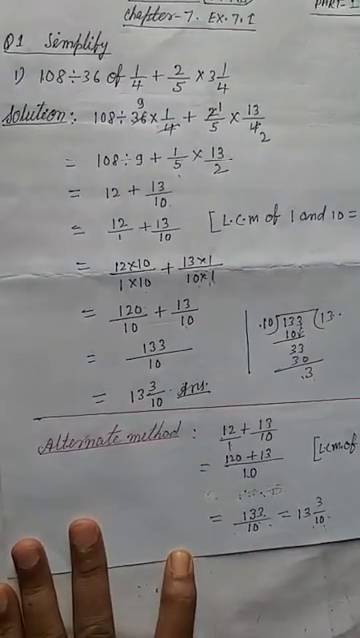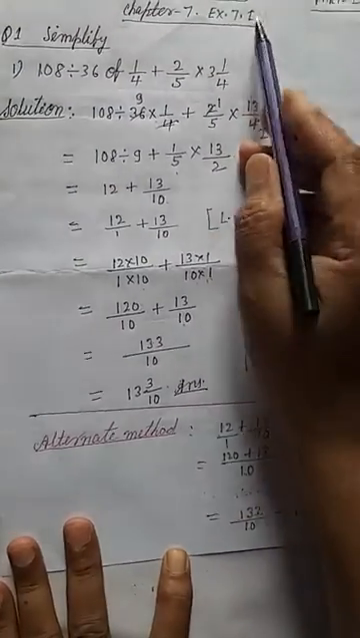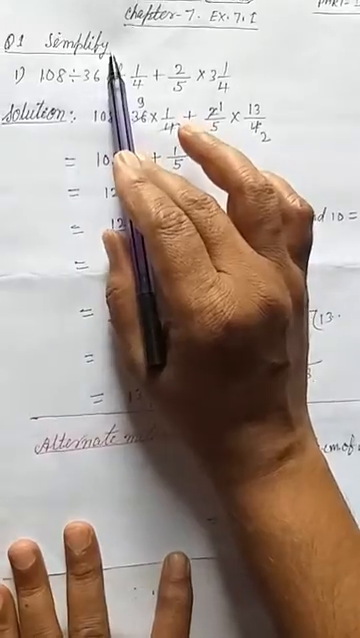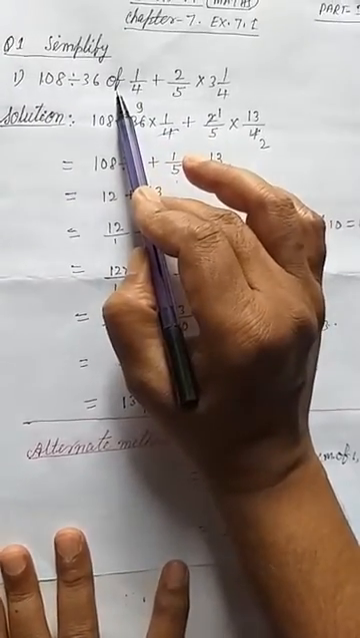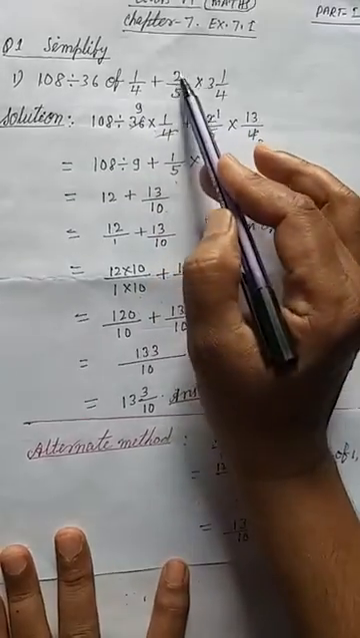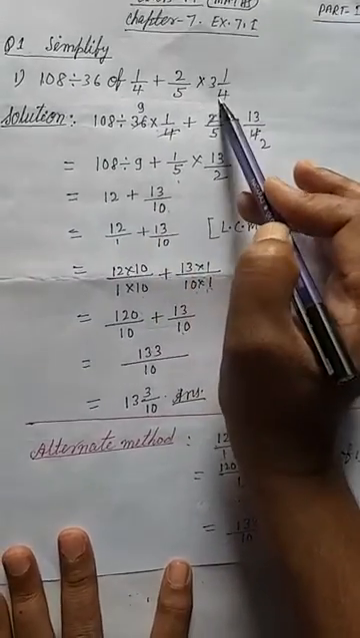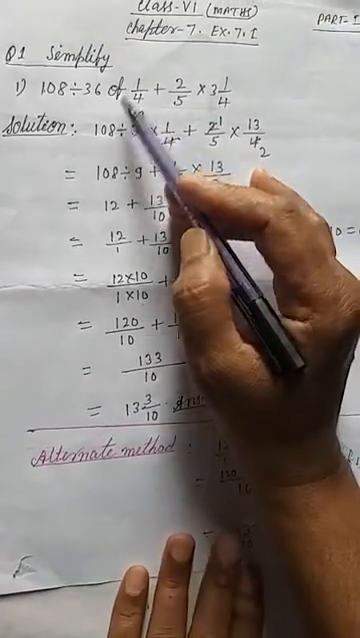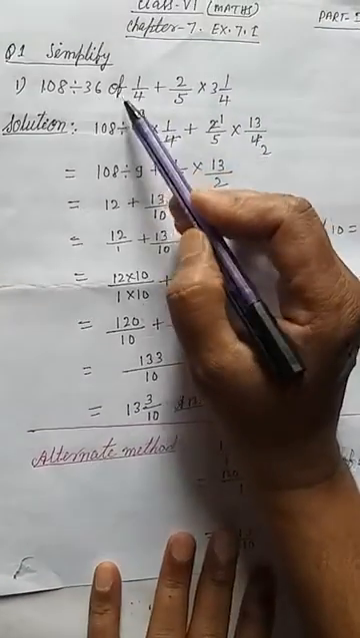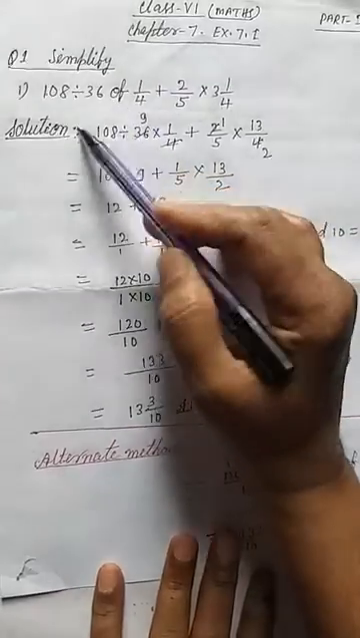Okay students, now exercise 7.1. Question first, simplify. The first question is 108 divided by 36 of 1 upon 4 plus 2 upon 5 into 3 1 by 4. So here bar is not given. Okay students, so leave it. Now here bracket is also not given. Okay, so leave it.